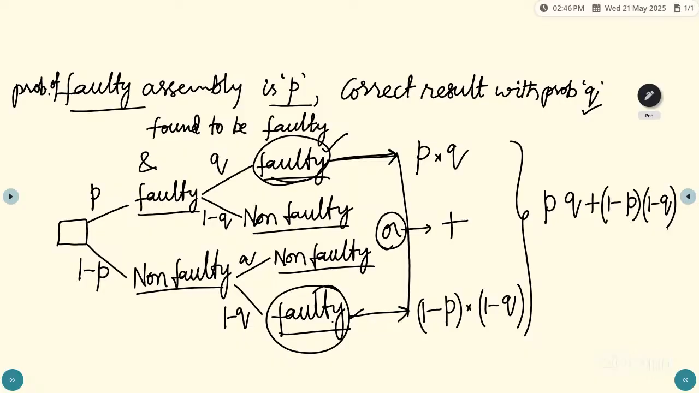Okay. All these are previous competitive examination questions. What is the answer? PQ plus 1 minus P into 1 minus Q. Clear? Have you done? Yes or no? Right, next.